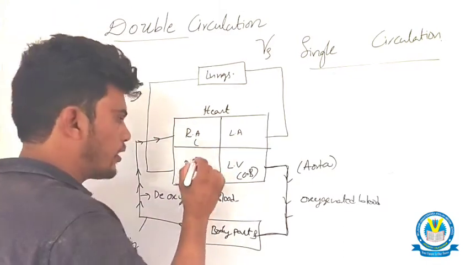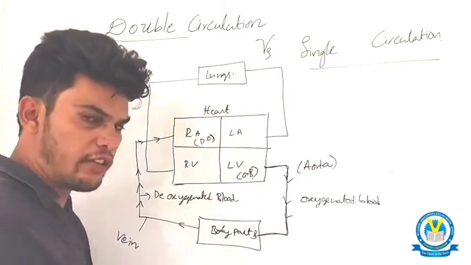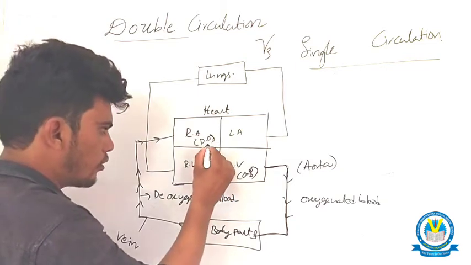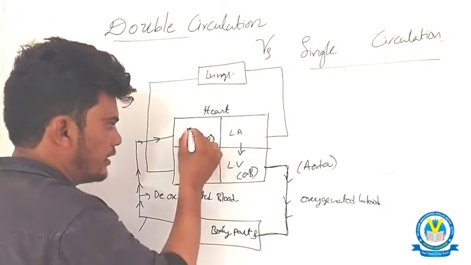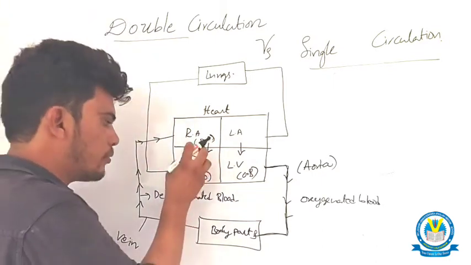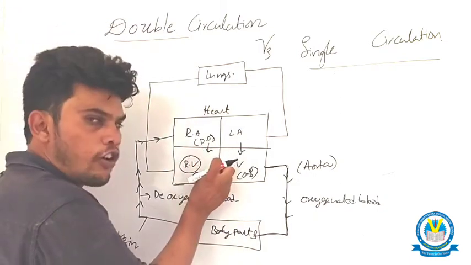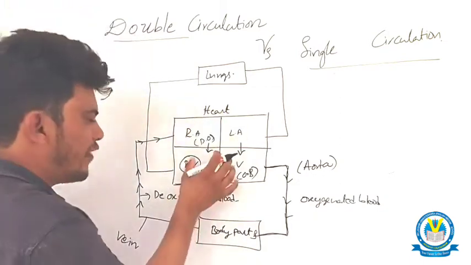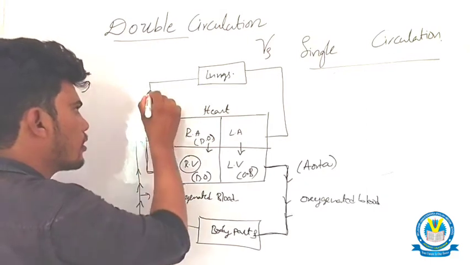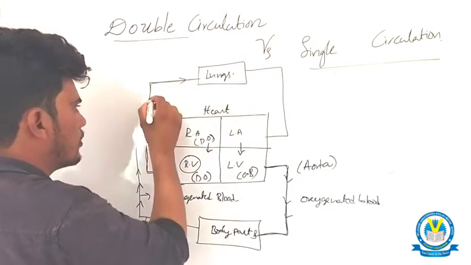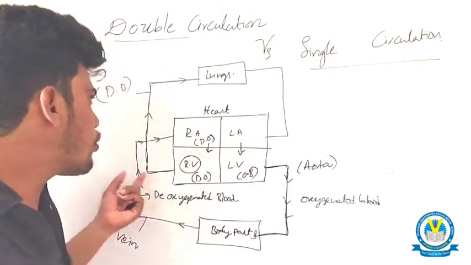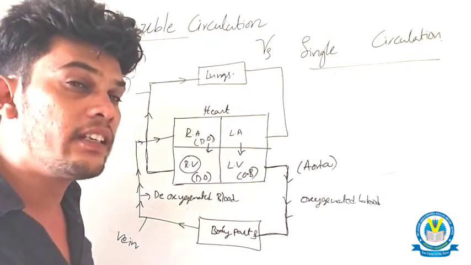So what blood is present in the right auricle? Deoxygenated blood. When the auricles contract, automatically the blood goes into the ventricles. Yes or no? So this deoxygenated blood goes to the right ventricle. When it enters the right ventricle, the ventricles start contraction and the auricles start relaxation. Then when the ventricles contract, the deoxygenated blood present in the ventricle goes to the lungs.